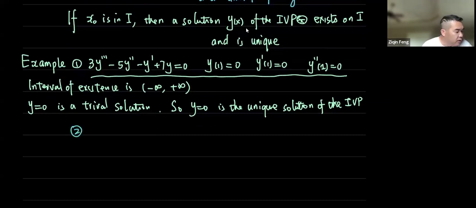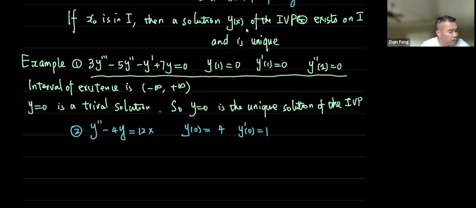Second example. The differential equation is given by y double prime minus 4y equal to 12x, right? And the initial condition is given by y of 0 equal to 4 and y prime of 0 equal to 1, right?